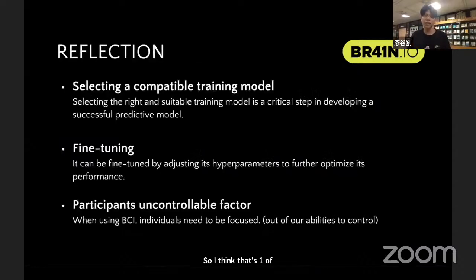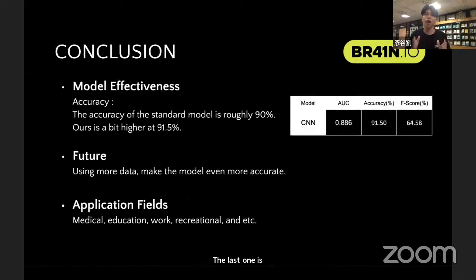Our reflection: the first one is selecting a compatible training model, the second is fine-tuning, and the last is participants' comfort. Here are our conclusions. The first one is about model effectiveness. The accuracy of the standard model is roughly 90%, but ours is a bit higher at 91.5%. The second one is about the future.